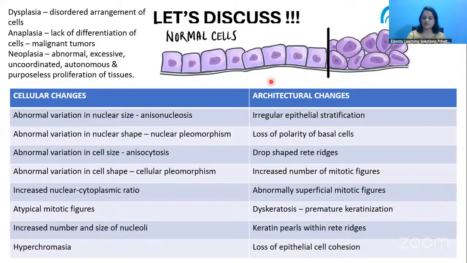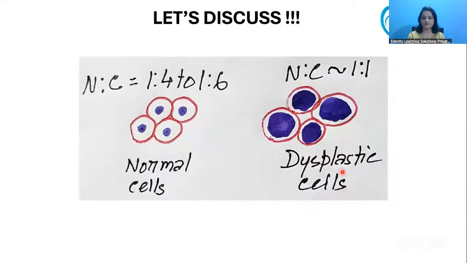Okay, sometimes what they can do is they can give one feature like drop shaped rete ridges. Is it included? Which of the following? All of the following are architectural changes seen in dysplasia, except, they can ask the question like that also. Or all of the following are cellular changes seen in dysplasia, except. Okay, such kind of questions can also be asked in the exam. So please make sure that you are familiar with all the cellular changes and the architectural changes of dysplasia.